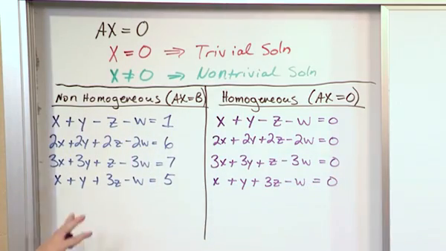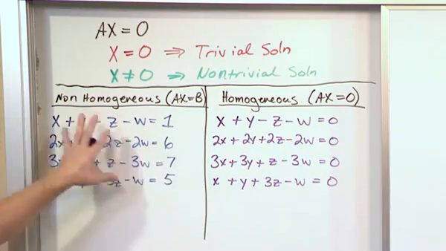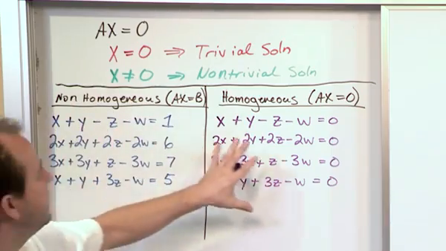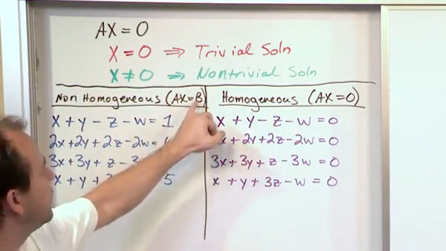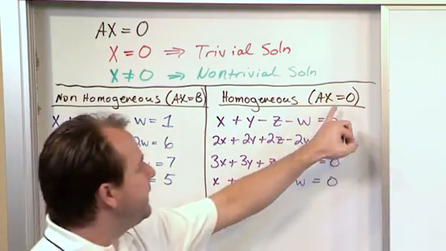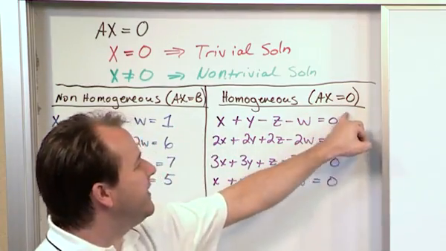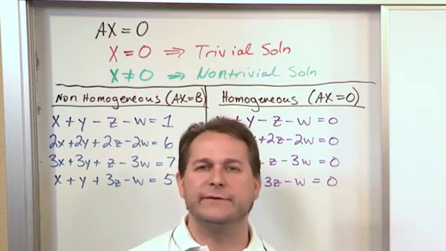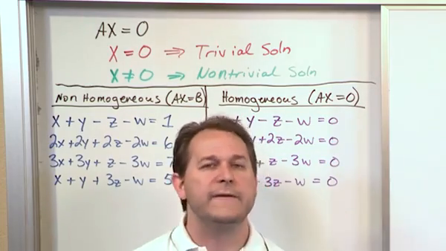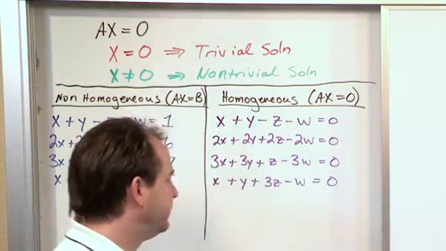So basically, these are the same set of equations. The coefficient matrix over here is the same as the coefficient matrix here, but the matrix on the right-hand side of the equal sign here is non-zero, while the matrix on the other side of the equal sign here is 0. When everything on the right-hand side of the equal sign for all of your equations is equal to 0, that's called a homogeneous set of equations.